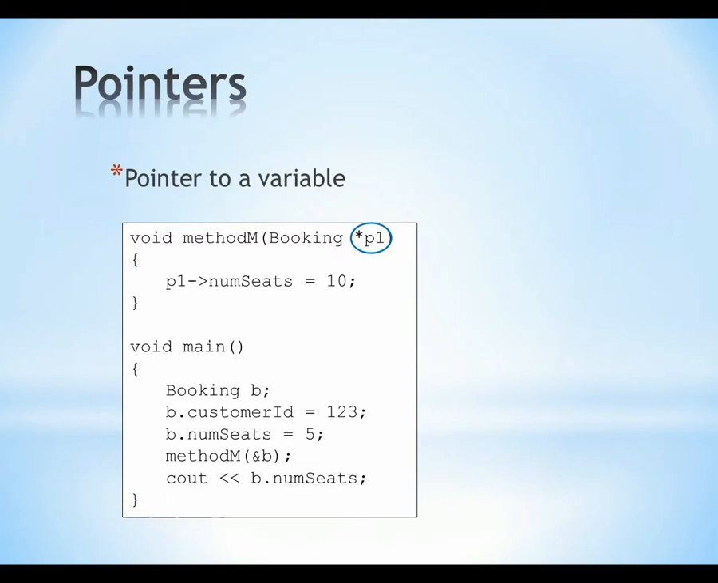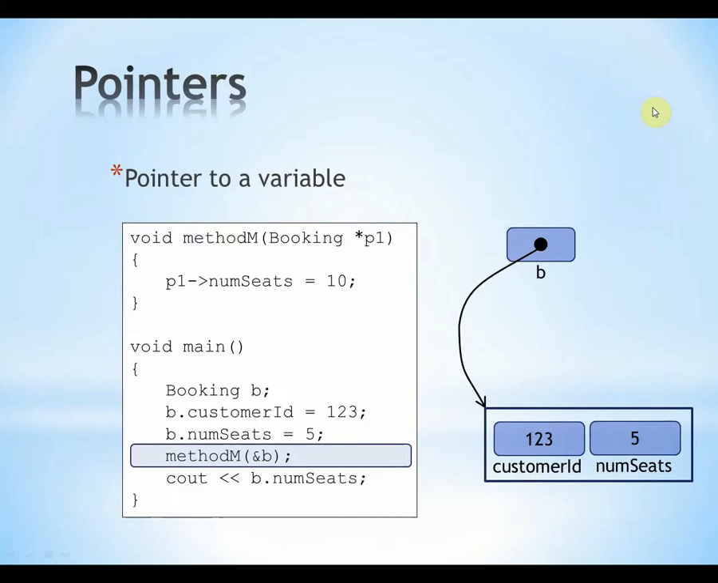Now, if we want to use a pointer to the variable, we can do something like this. In this method m, which takes as a parameter a booking, what we're saying is that p1 is a pointer to a booking instance. What makes this a pointer is the asterisk. So by the time we get to calling method m, we have the same scenario as before.